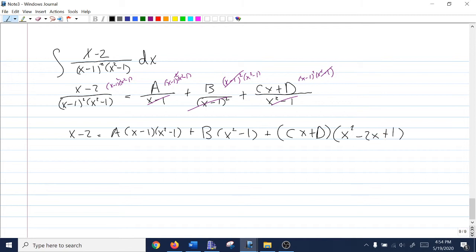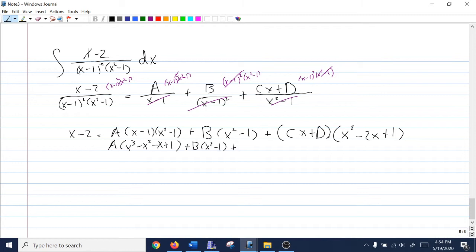Okay, I want to FOIL this part out. What is x minus 1 times x squared minus 1? It's x cubed minus x squared minus x plus 1, I believe, is what we get. This one, when I FOIL it out, is going to be 6 things. I don't really need to FOIL it out all the way. I'll just leave this one alone.